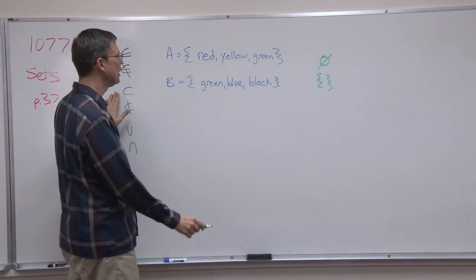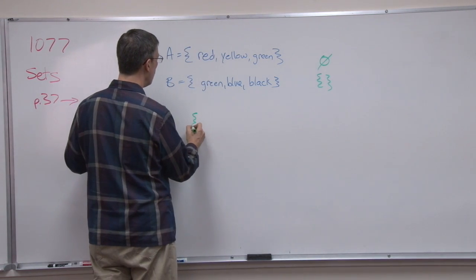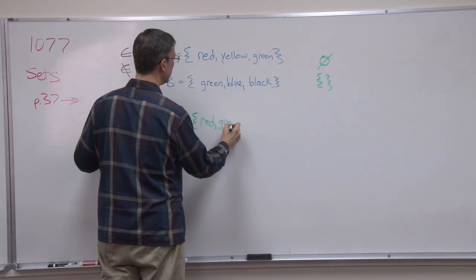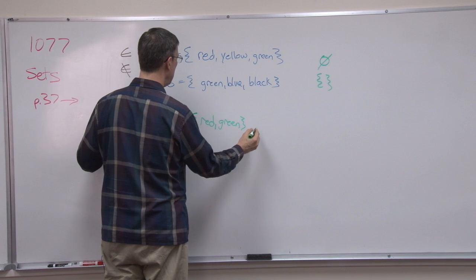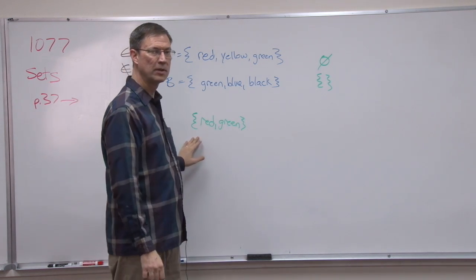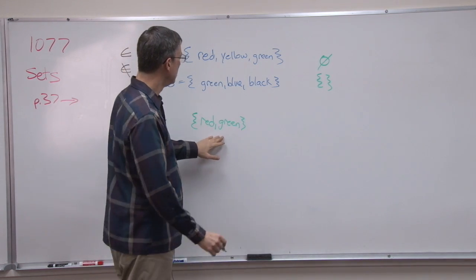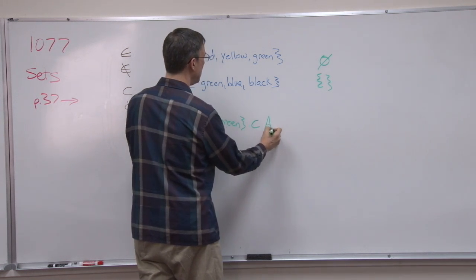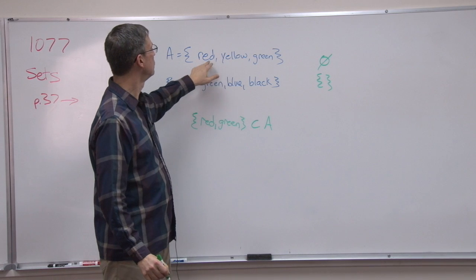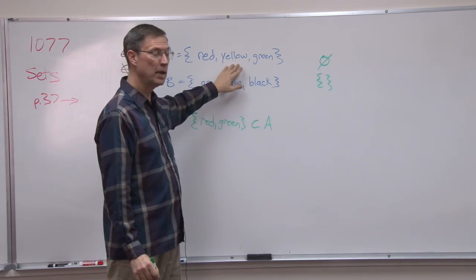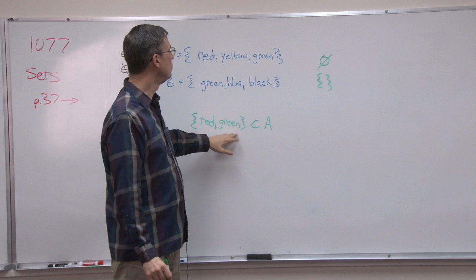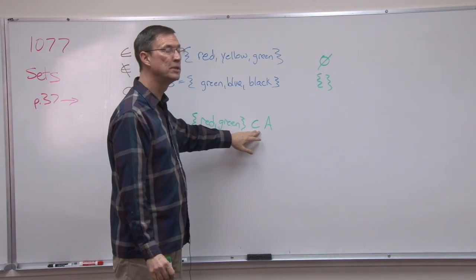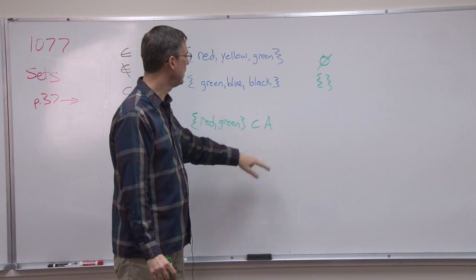All right, here we go. Let's talk about subsets. If we have 2 or more, so let me put together the 2 Christmas colors, red and green. All right, I could say that this set that I just made up, red and green, is a subset of set A, because set A has red, green, and yellow, okay? But it does include both of these, and so these are a subset of A.